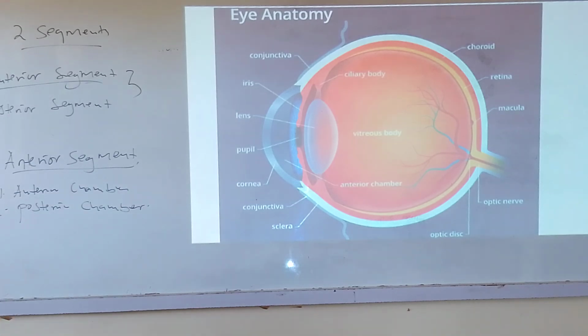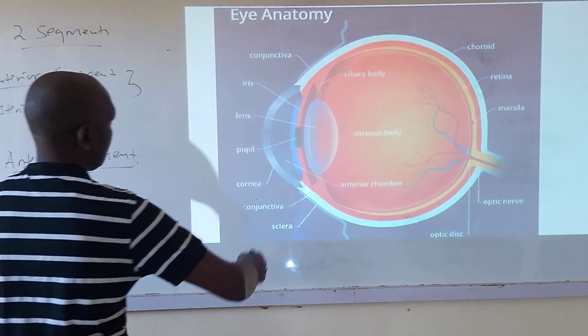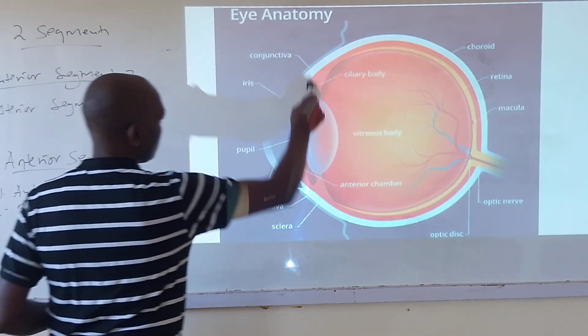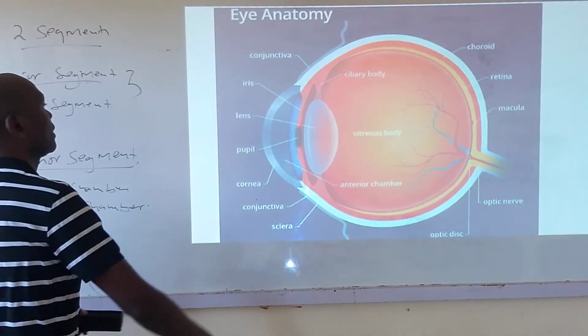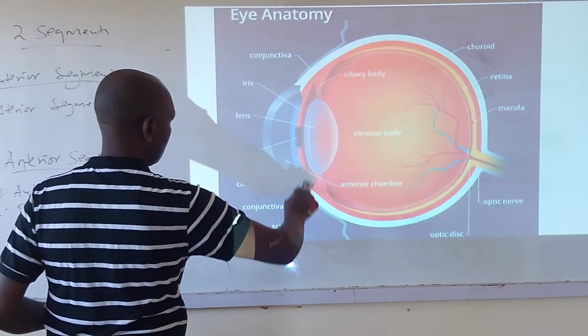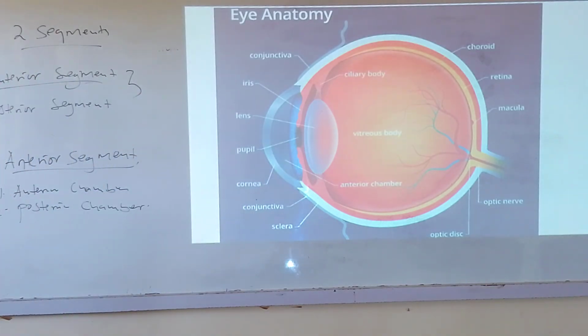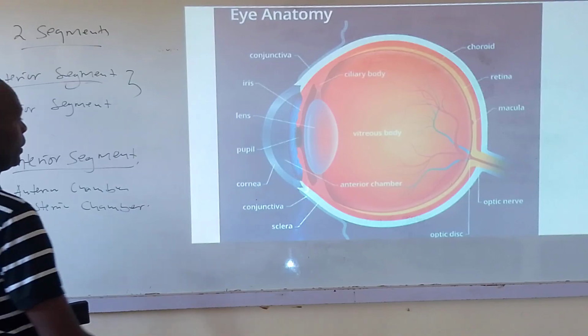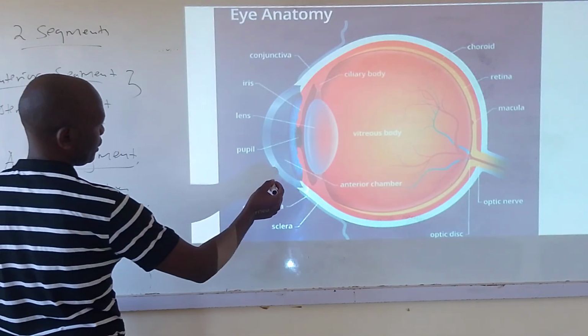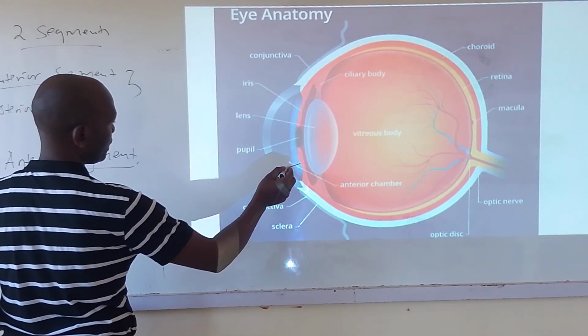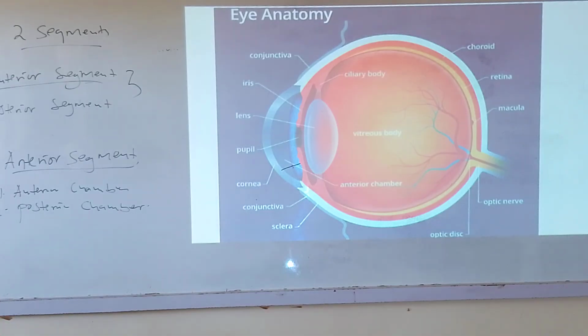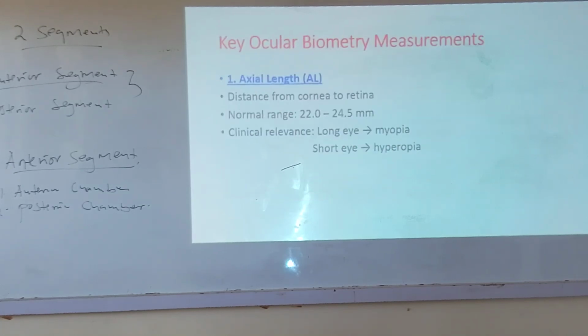So remember, the eye is divided into two segments, the anterior segment and the posterior segment. And then the anterior segment is divided further into two, the anterior chamber and the posterior chamber. So when it comes to measurement of biometry, we are interested in the anterior chamber, this distance here. So you can go back to our slides and see what was being illustrated there.